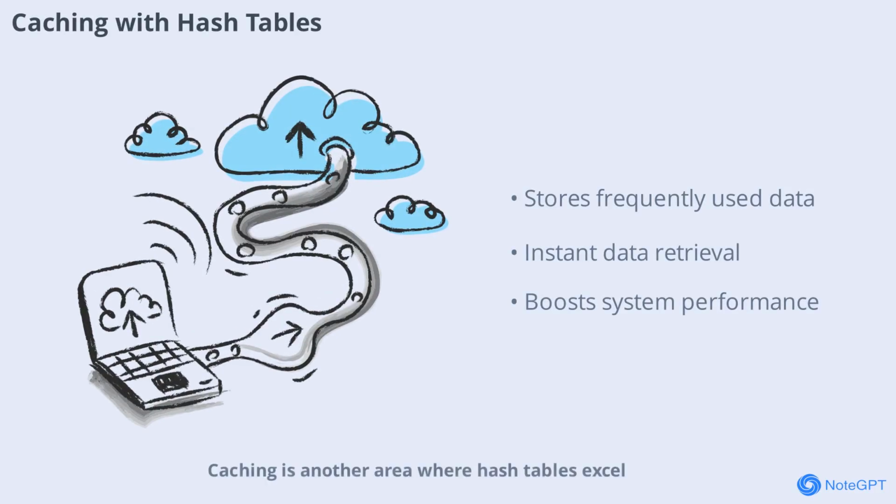Hash tables are also essential for caching. Caches store frequently used data so it can be accessed quickly. Hash tables make it easy to check if data is already in the cache and retrieve it instantly. This is vital for web browsers, servers, and many other systems that need to deliver information fast. By using hash tables, caches can keep performance high and response times low.